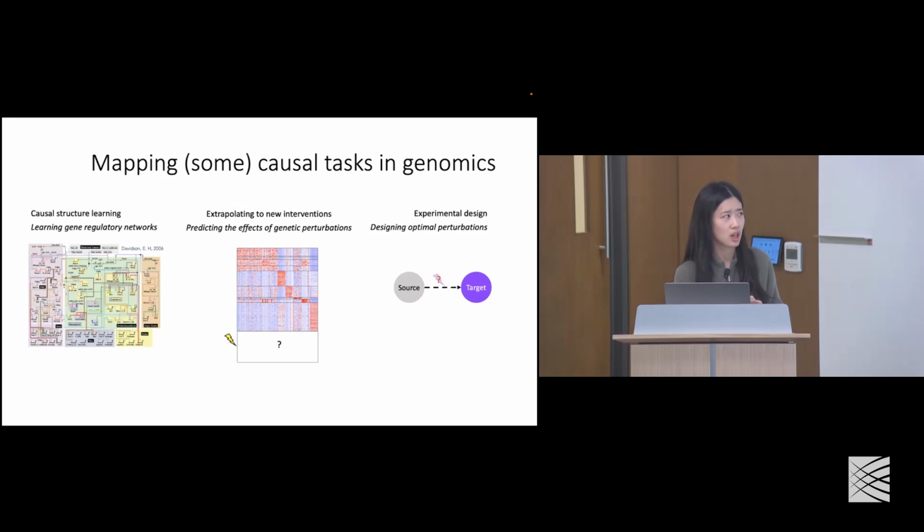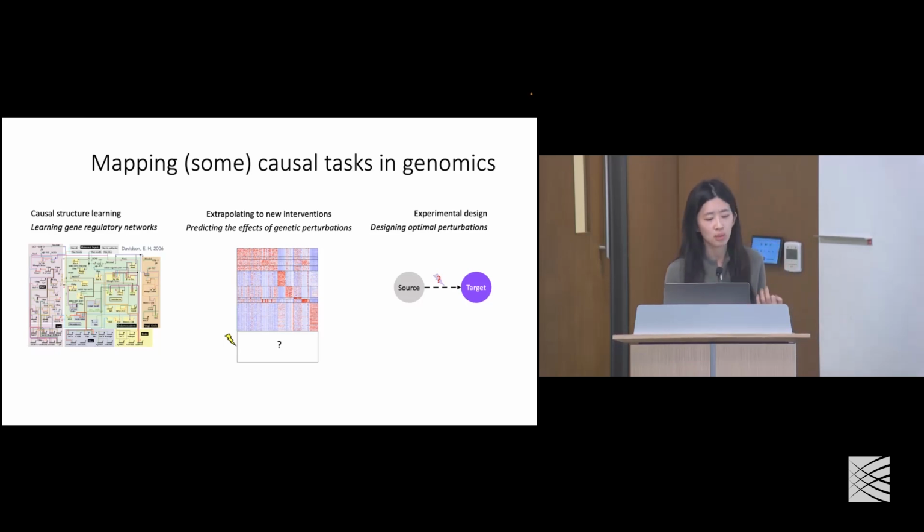So the first one is what we know as causal structure learning. How that plays out in genomics, you can think of it as learning gene regulatory networks. But in the sense that when people usually talk about causal structure learning, they talk about learning the structures between the variables. Whereas in gene regulatory networks, you might also be interested in learning the mechanisms themselves, whether it's a downregulation or an upregulation, things like that.